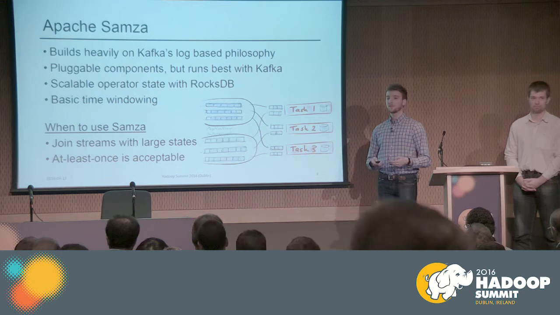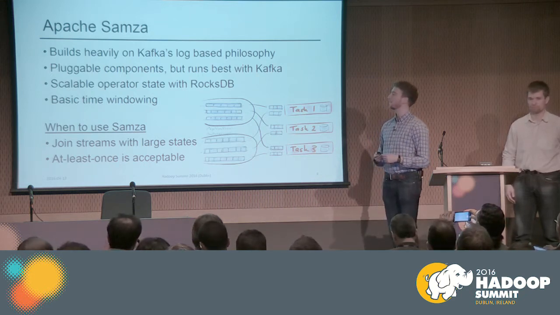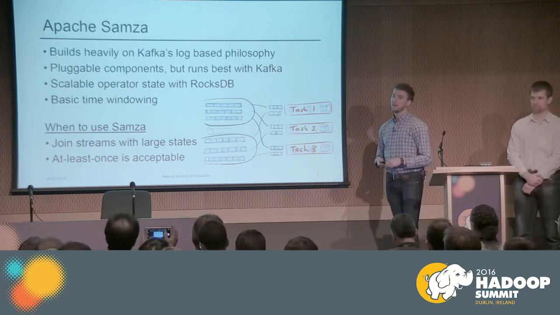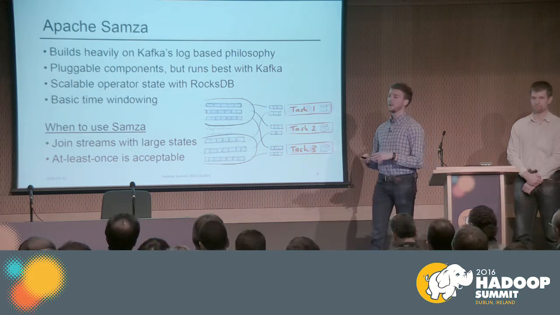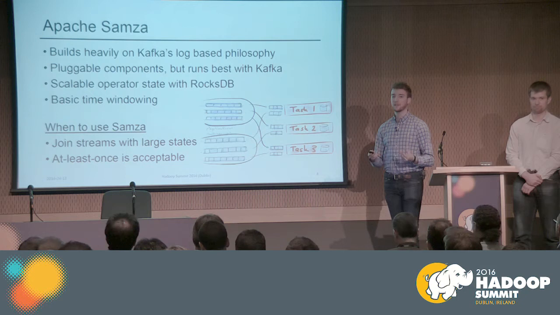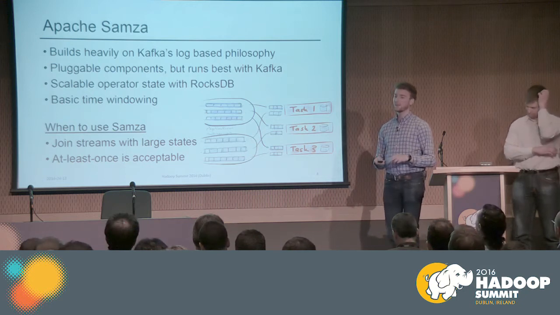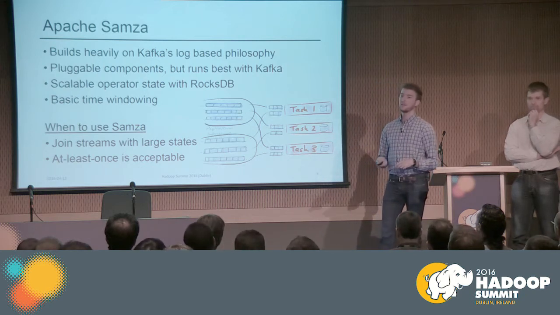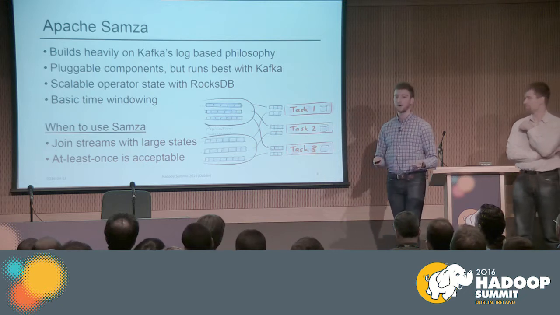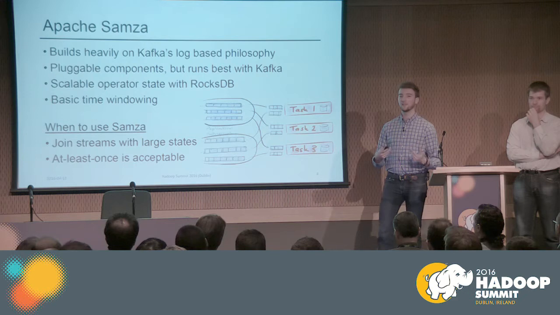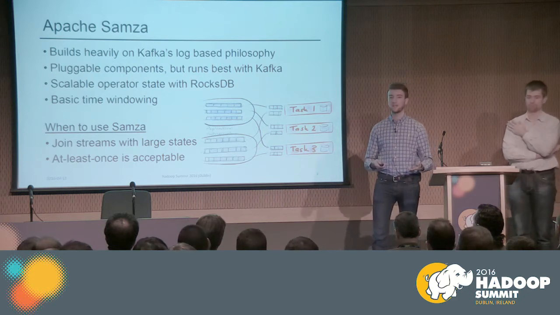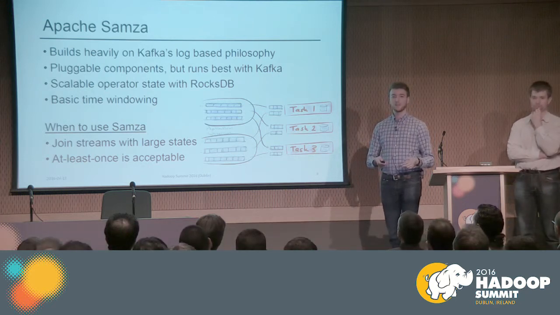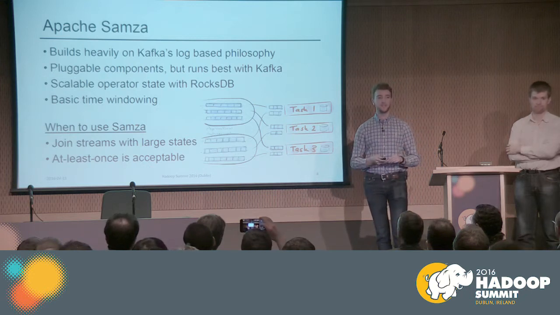Well, we can say Samza is a step forward from Storm, and it builds heavily on Kafka's log-based philosophy. In this sense, it decouples the processing tasks in our topology by connecting them with resilient message queues. It was designed to be pluggable in this matter, but it works best with Kafka. It also has a very amazing feature, which is a scalable operator state, a key value state abstraction that internally uses RocksDB to store huge key value states. This comes very handy in many real world situations when we would like to build up some key value state logic in our applications.